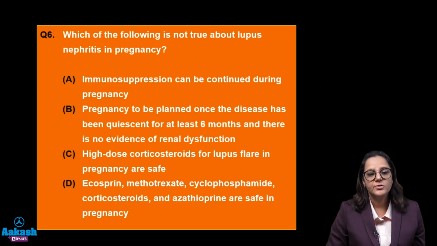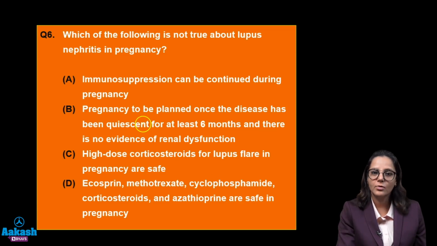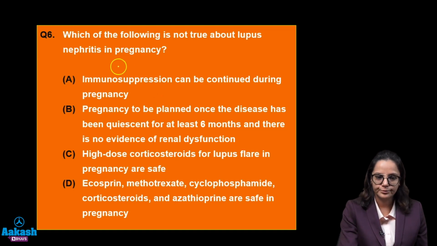Now question number 6. Which of the following is not true about lupus nephritis in pregnancy? It is one of those questions where, when you don't know much about a rare disease, you can somehow come to the answer by exclusion. So let's go through the options. Option A, immunosuppression can be continued during pregnancy. Well, we have a question mark on this, we don't know. Pregnancy is to be planned once the disease has been silent for at least 6 months and there is no evidence of renal dysfunction. This somehow seems sensible, but I'm not sure about at least 6 months.